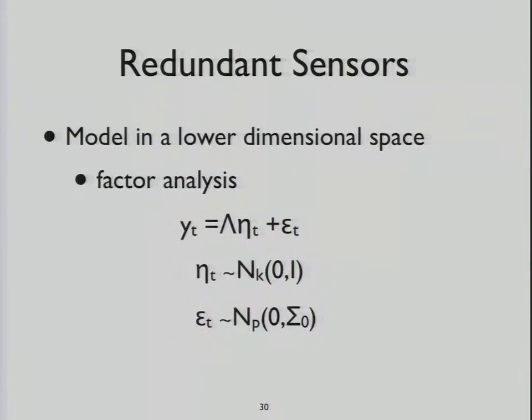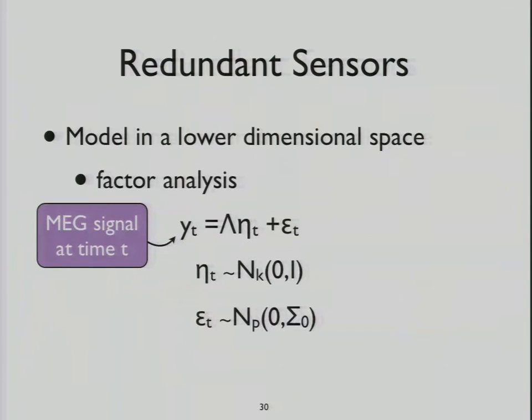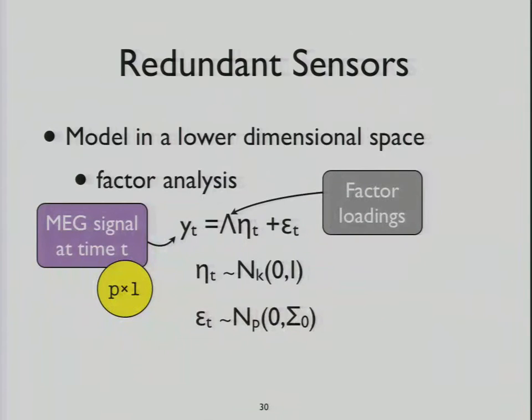In order to take advantage of the fact that what we actually have is a process evolving in a lower dimensional space, we're going to do something called factor analysis, where we say that the MEG signal at time t is a function of a factor loading matrix, which takes a process in a lower dimensional space and casts it up into the full dimensional space. So the MEG signal at time t is a vector of dimension p, and the factor loading matrix is a matrix of p by k, where k is much smaller than p.